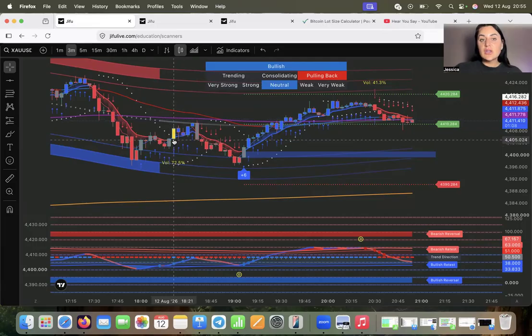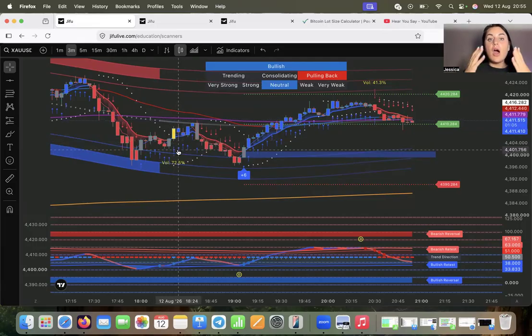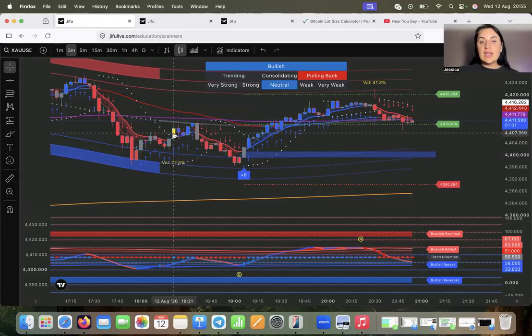So he does say you can get in on a yellow candle, but me, I wait for the next candle. Because as you can see here, the yellow candle formed, but look at the candles after it.